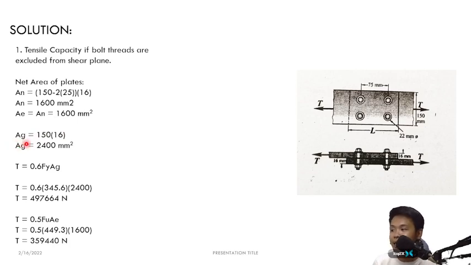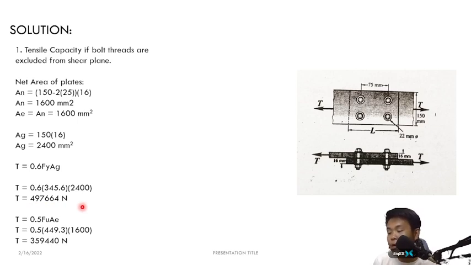So kukunin naman natin next is yung area gross. So to solve the area from the given na 60 by 150 na plate, makukuha natin is 2,400 mm squared. So to solve the tension, meron tayong formula na 0.6 Fy Ag. So direct substitution lang. So T is equals to 0.6 multiplied by 345.6 multiply by 2,400, which is yung area gross, meron tayong makukuha na 497,664.